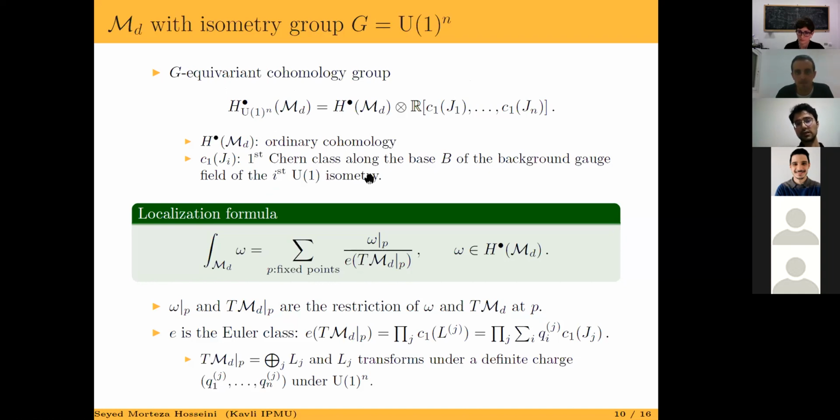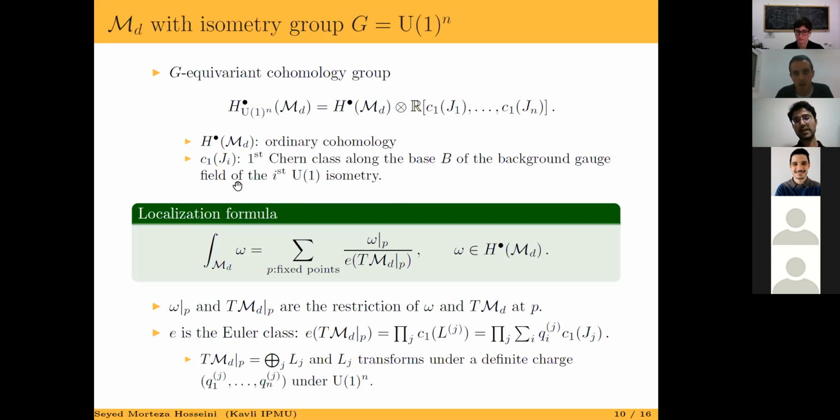And the second one is just the first Chern class along the base B of the background gauge field of the U(1) isometry. And I take the coefficients to be real. The most convenient way to do the integration over the anomaly polynomial is here to use the localization formula. I will assume from now on that the manifold that I'm dealing with has discrete isolated fixed points. So for example, you can have toric Kähler manifolds.